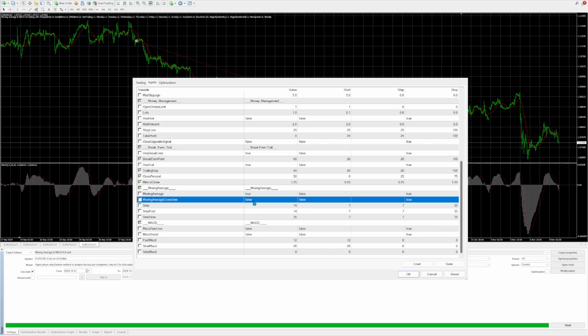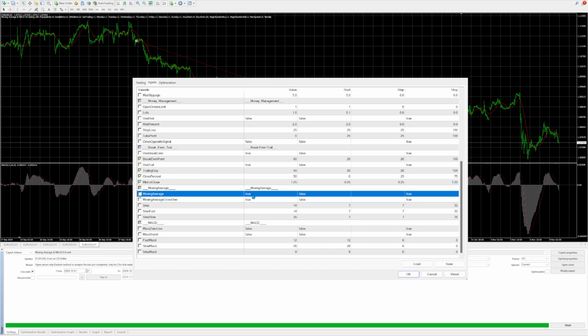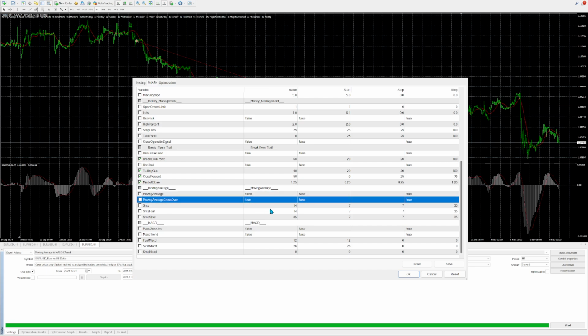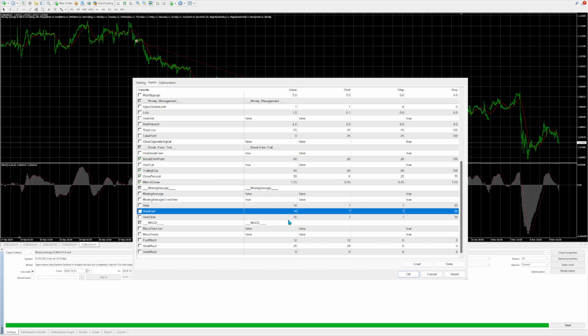Okay, moving average crossover, this actually uses two moving averages. So with the moving average crossover, the fast moving average will need to be above the slow moving average for a buy trade. And the fast moving average will need to be below the slow moving average for a sell trade.